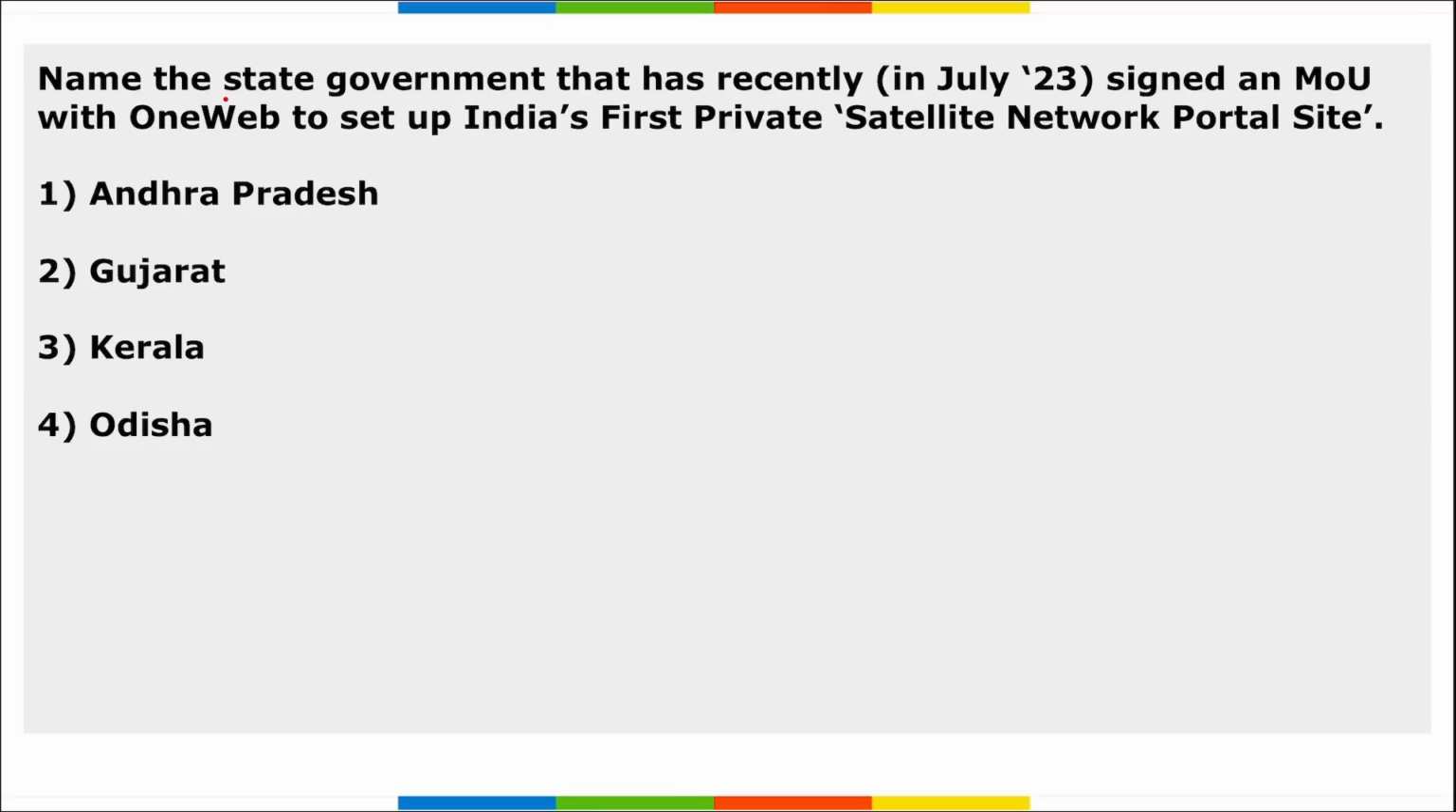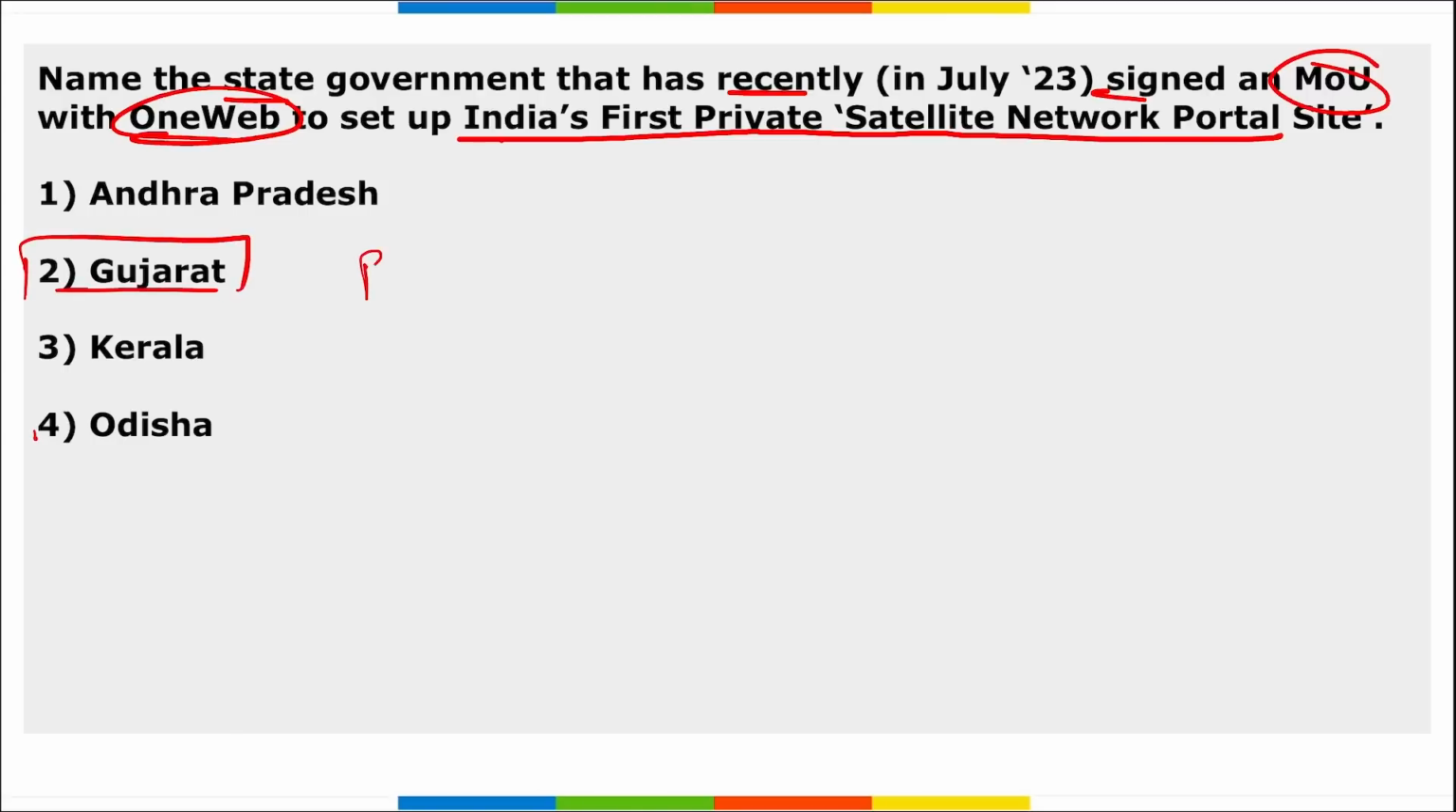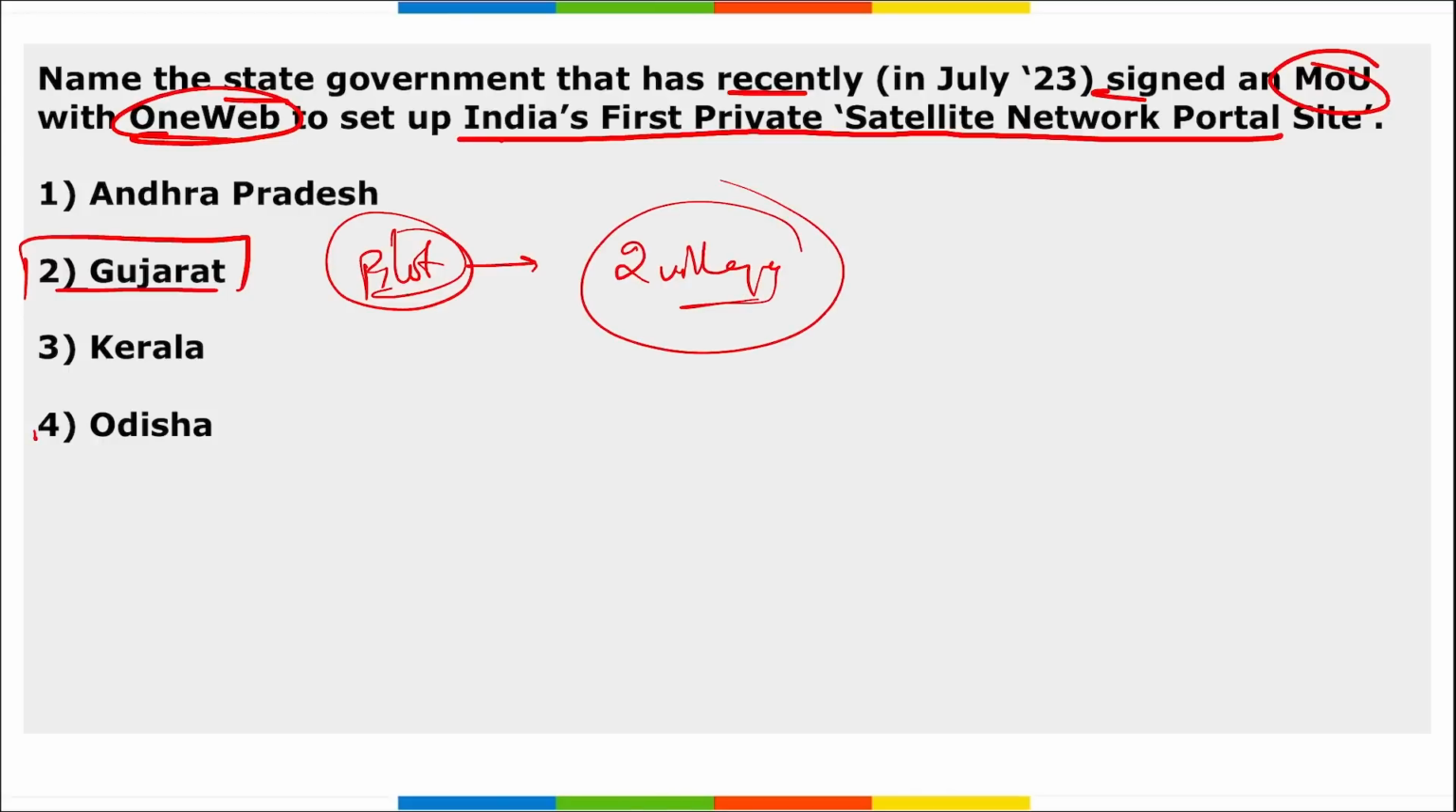Next, name the state government that recently signed an MOU with OneWeb to set up India's first private satellite network portal site. Which is the state? It is Gujarat. It will be a pilot project, and it will be in two villages of Gujarat, that is, India's first private satellite network portal site will be set up along with OneWeb. This is also a company that provides satellite internet to remote areas, similar to Starlink.